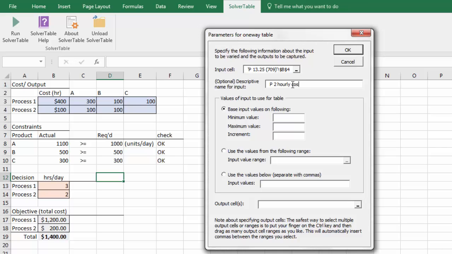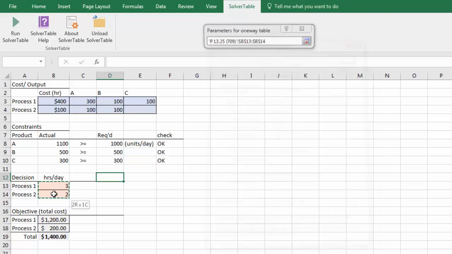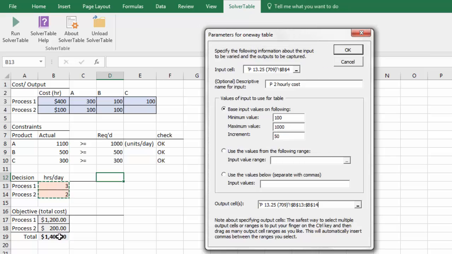hourly cost. And we'll start it at 100, and it said in $50. I think I said 50-cent increments. It's $50 increments, of course. So well, let's go from 100 to 1,000, just to be crazy, and we'll go in $50 increments. And then the effect on the output cells, which of course is the output cells, is going to be the units of each process and the total cost, and control selecting that.